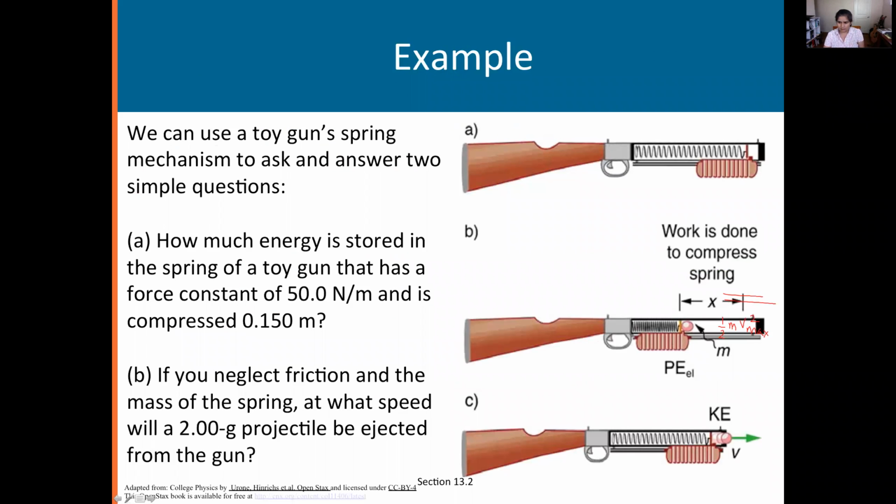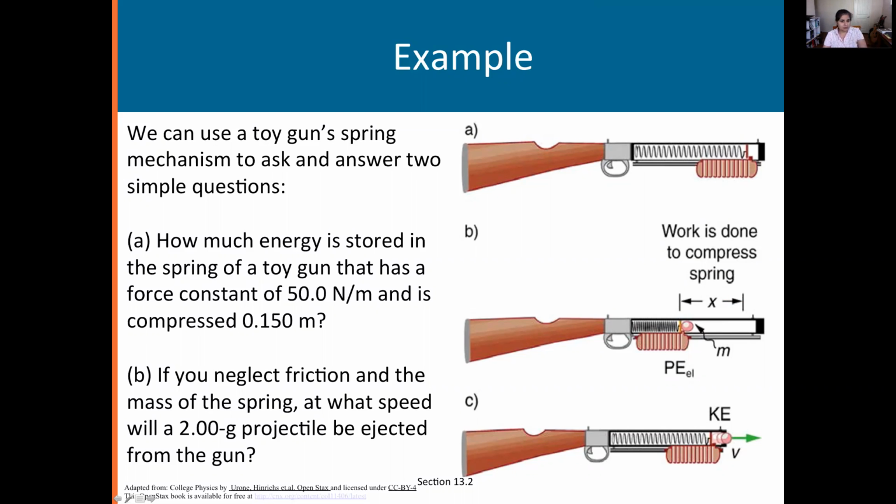Okay, so let's do a simple problem based on the spring mass system. We can use a toy gun spring mechanism to ask and answer two simple questions. So here's a toy gun, this is the spring that we're interested in, and this is our little projectile, our object. You would have done this kind of projectile experiment in your second lab.